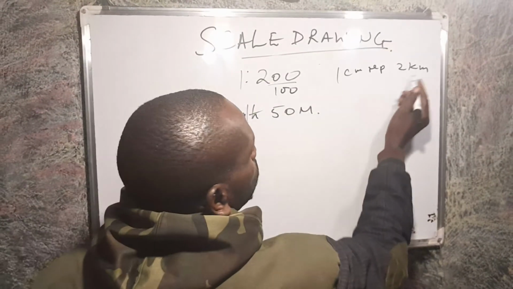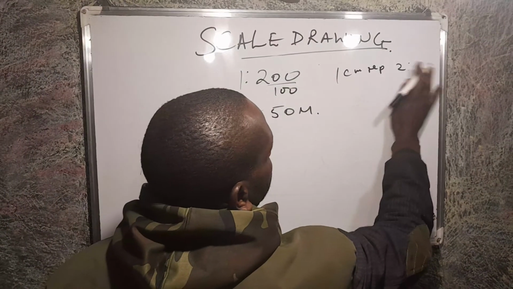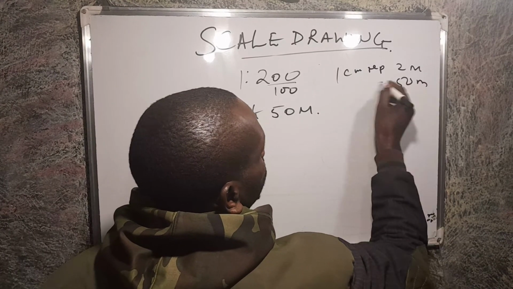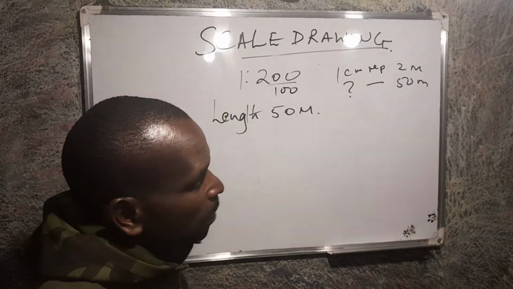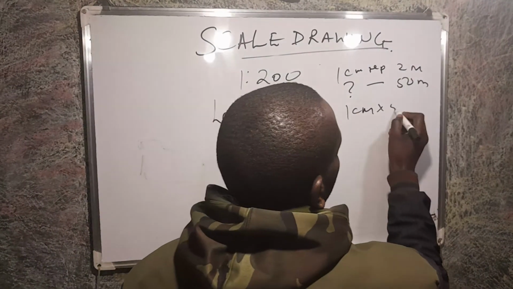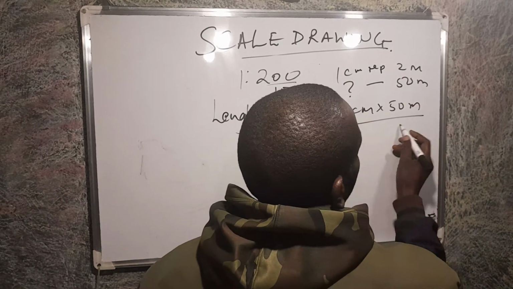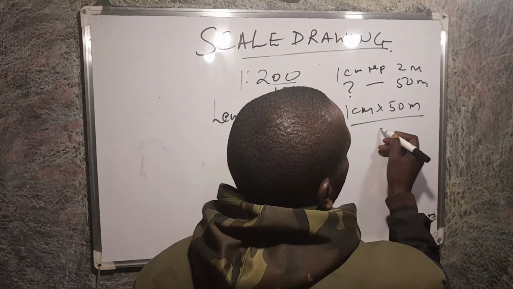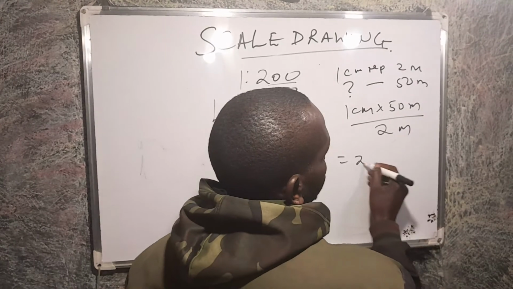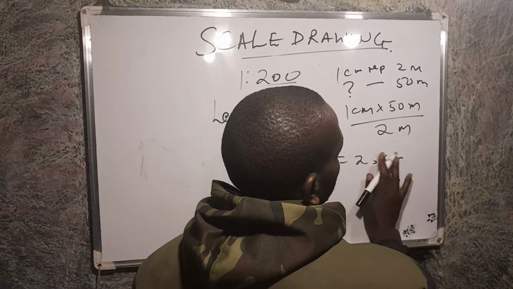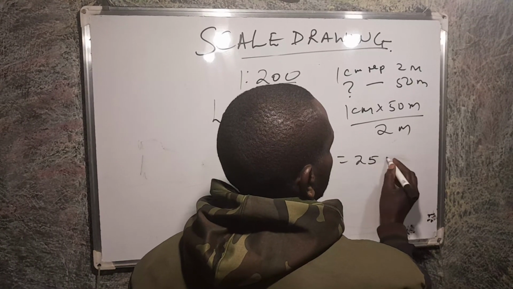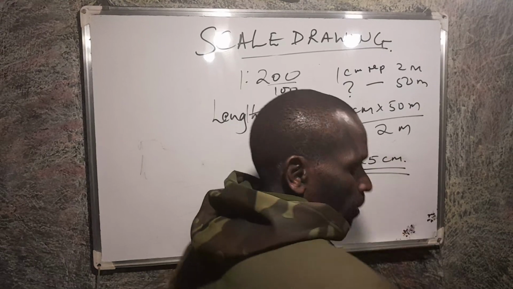If 1 centimeter represents 2 meters, what about 50 meters? That could be represented by how many centimeters? You cross multiply. So 1 centimeter times 50 meters divided by 2 meters. So that will be 25. 25 what? Centimeters.